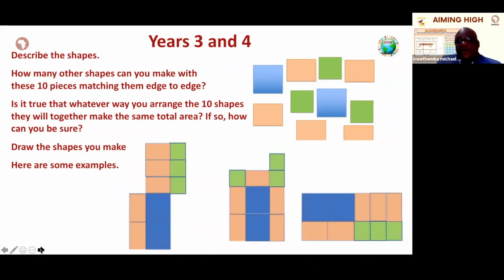It would be interesting after they obtain their shapes, asking them a question like, is it true that whatever way you arrange these 10 shapes, they will together make the same total area? If so, how can you find this area? Leave that as a puzzle, as a question to the learners to find out how can they get the areas of these particular shapes they are making.